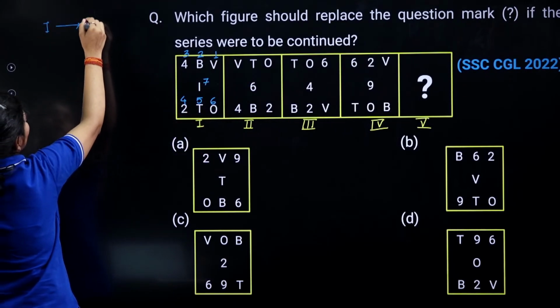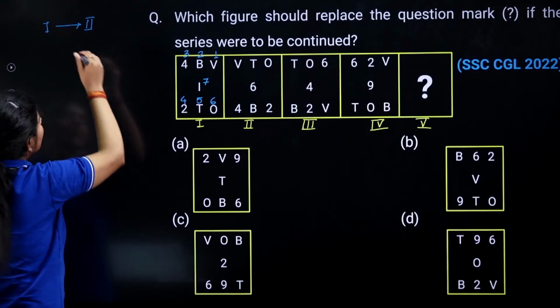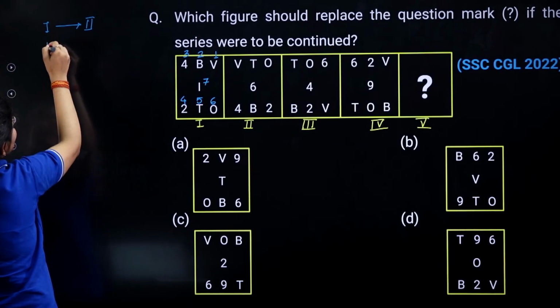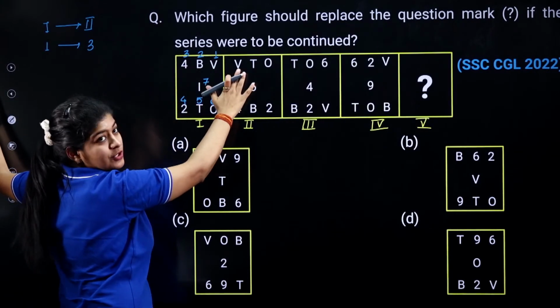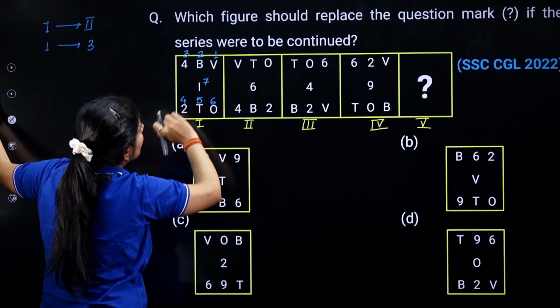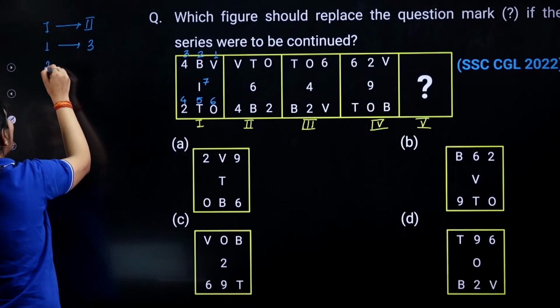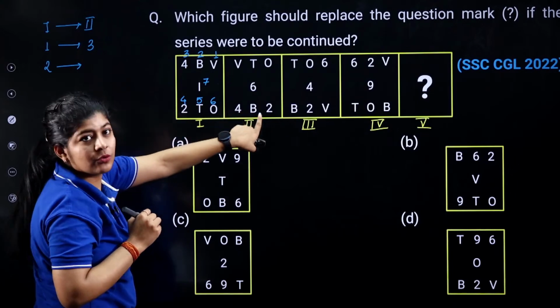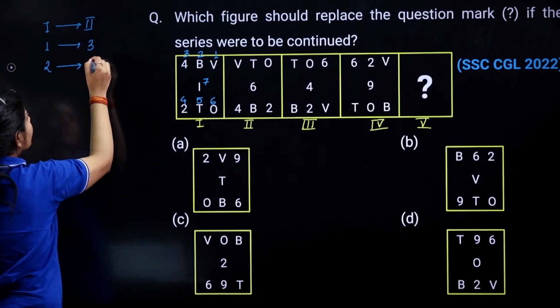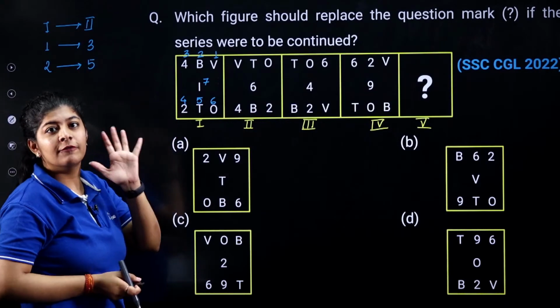While moving from first to second, what we are doing? We are moving our first element to third position, right? This V shifted to this position, that is third position, okay. Now, at second position, we are having B. This B is shifted to the fifth position.